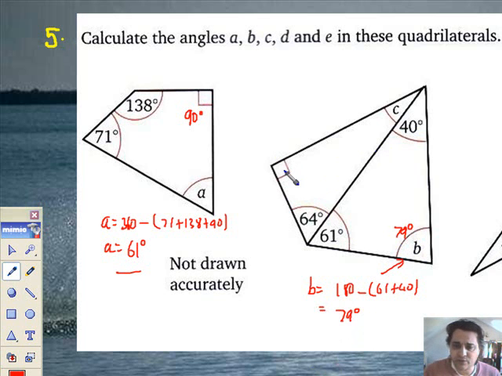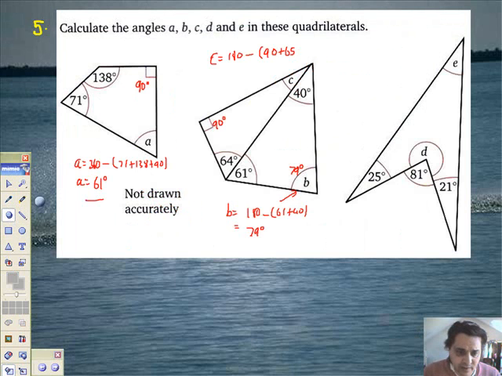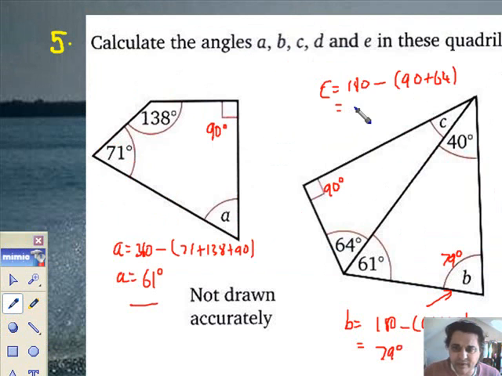This one, yet another triangle. Well, that's 90, that's the symbol for right angle. Again, 180 degrees, C equals 180, take away these two, which is going to be 90 plus 64, oh, 64 honestly, that's going to be 180, take away 154, that's going to be 26 degrees. Let's just check that quickly. 180, take away 154, would give me 26 degrees, yeah.